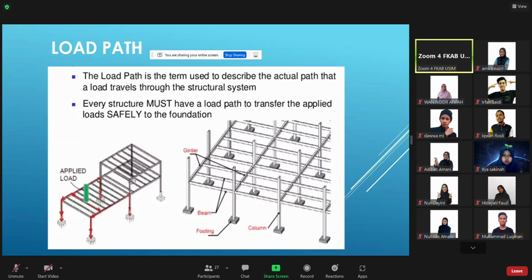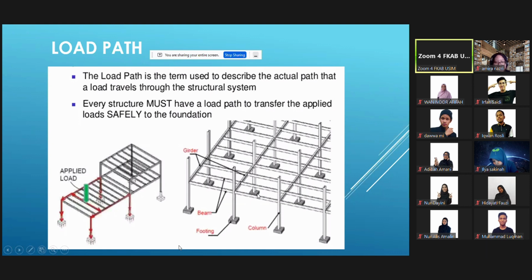So before that, we study a little what is called load path, what is meant by load path. In Malay, laluan beban, bebanan. Basically, if you look at this simple diagram on the right, on the left bottom is the load path. Whatever load from the beam transfers directly to the column, and to the foundation.